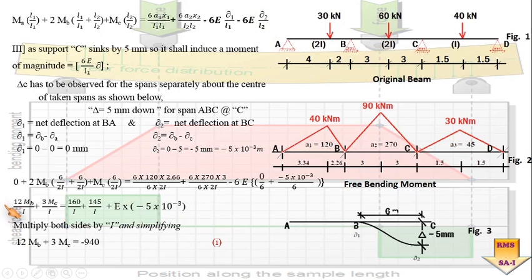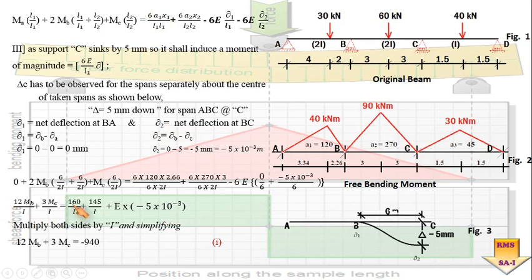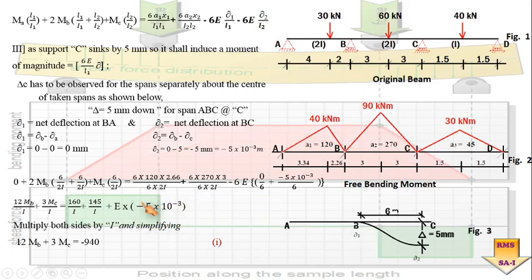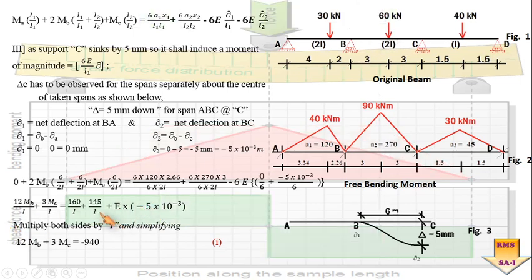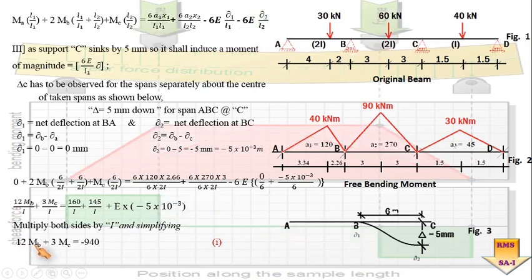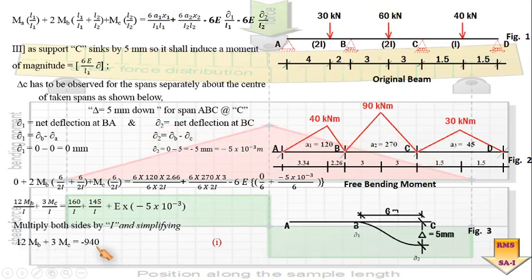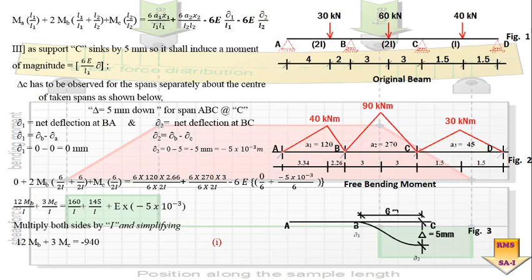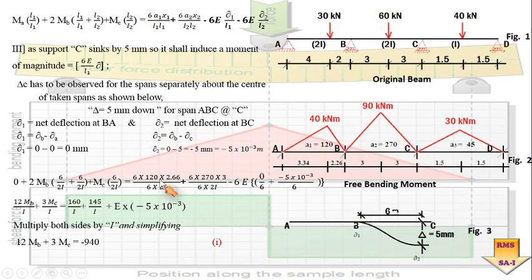On the left hand side, when I multiply by I, all I in the denominator get cancelled. Similarly, the same effect happens on the right hand side. Here both the I get cancelled, but here there was no I and I have multiplied it, so it becomes EI into delta. After simplifying that by putting the value of E and I, I get a new equation number 1, that is 12 MB plus 3 MC is equal to minus 940. So this is how I have to work out the effect of sinking about an individual span: delta 1 about point B and delta 2 about point C for this span under consideration, that is ABC.